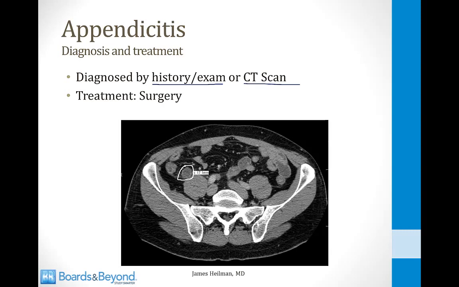It's difficult to tell the appendix from other structures in the abdomen. You're unlikely to be asked to do this as a medical student. However, I just want you to know that you can see the inflamed appendix on CAT scan in many cases. And the definitive treatment is to go to the operating room for surgical removal of the appendix.